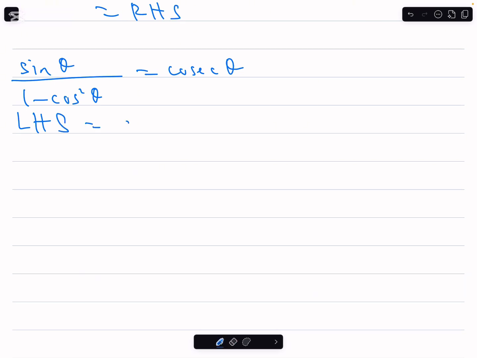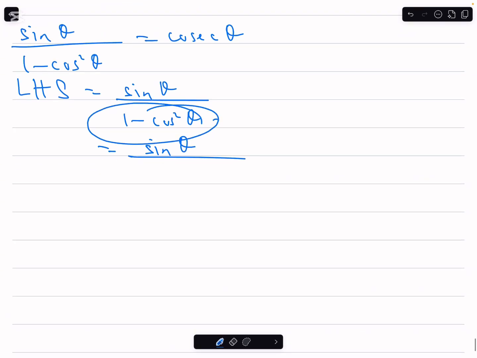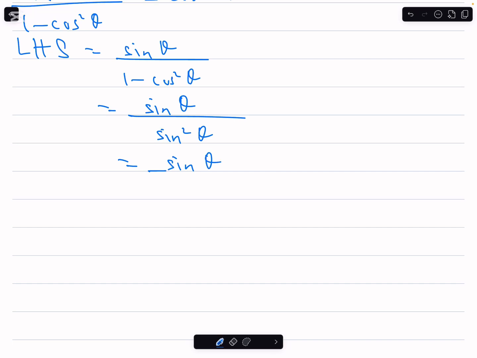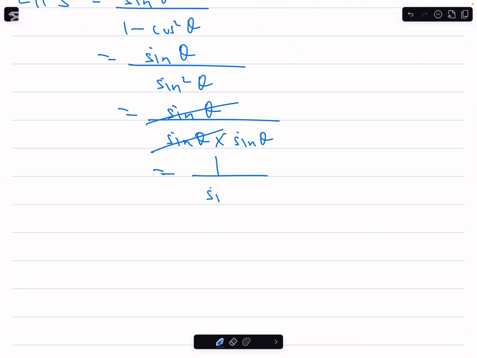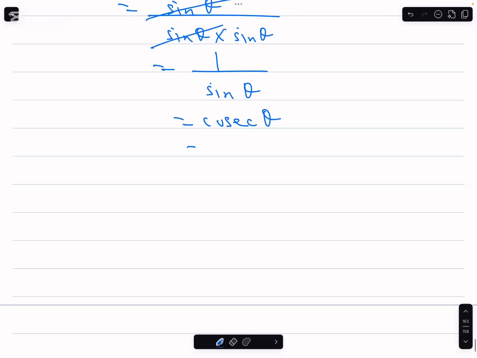Left hand side is sine theta over 1 minus cos squared theta, and that's the same as sine theta over sine squared theta, because 1 minus cos squared theta is the same as sine squared theta, and that simply means sine theta divided by sine theta times sine theta. Sine theta cancels sine theta, and I'll be left with 1 over sine theta, which is cosec theta, and that's the right hand side. And that was a piece of cake.